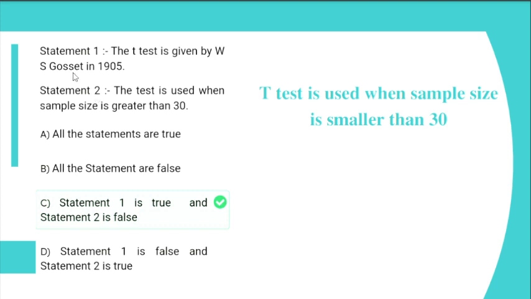Next question. Statement 1. The t-test is given by W.S. Gossett in 1905. Statement 2. The t-test is used when sample size is greater than 30. So here statement 1 is true and statement 2 is false, because the t-test is used when the sample size is smaller than 30, but here it is written that it is greater than 30. So first statement is true and second statement is false.